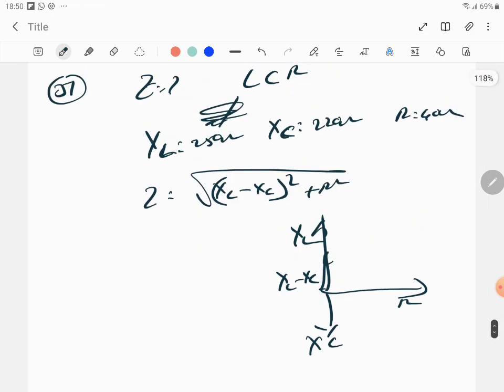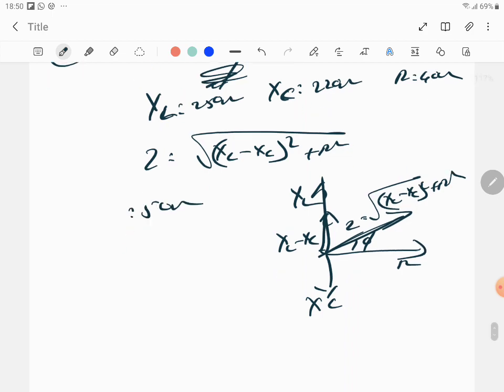No, this is not resonance. This is what we get. So this is the impedance, which is root of (XL minus XC) the whole square plus R square. And the phase difference, tan phi, will be R by Z. They are only asking for the impedance value. Just plug in those values and find the answer. It will be 50 ohms. Let's go to the next question.